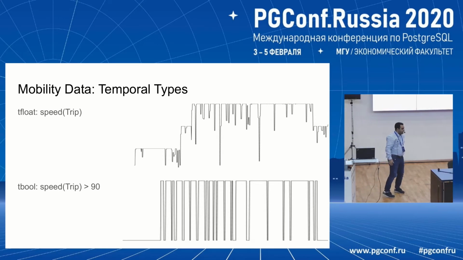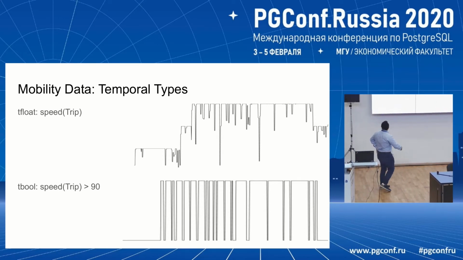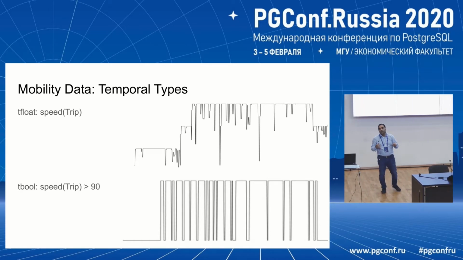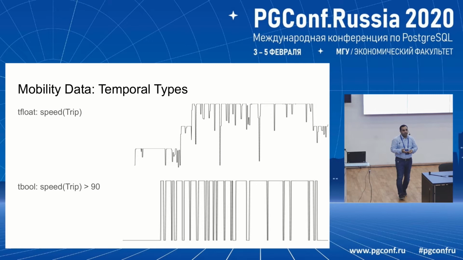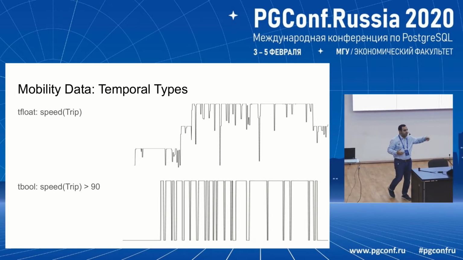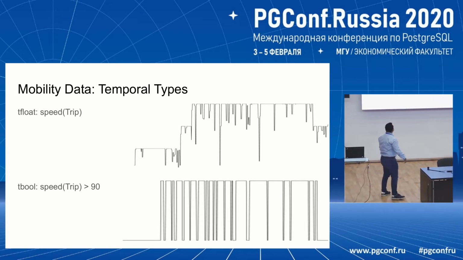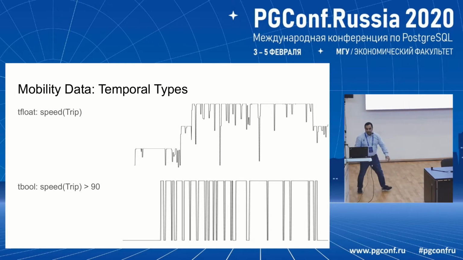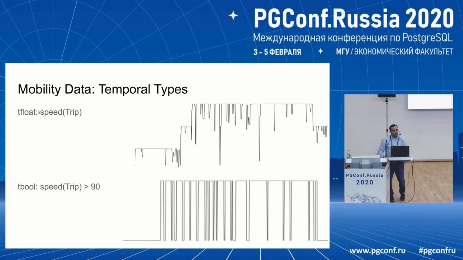Spatio-temporal data requires more than this. For example, if you want to calculate the speed of a trip, of a trajectory, it changes over time because a car can be speeding up, slowing down. So the result of an operator like speed is a temporal float, which is a function in time showing a relation between time and float.